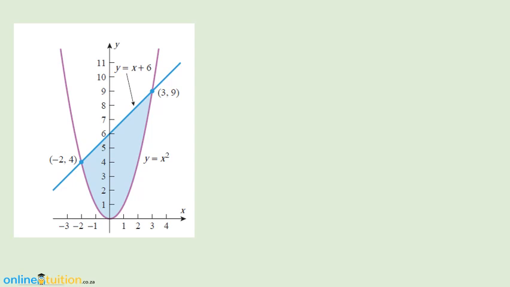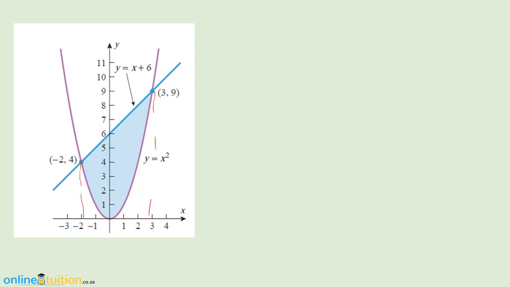Okay, so what have we here? We have a straight line intersecting a parabola. They were kind enough to give us the points of intersection: minus 2, 4 and 3, 9. So x is minus 2, and the other point of intersection is x equal to 3, with y value being 9. And you want the area of the blue region.